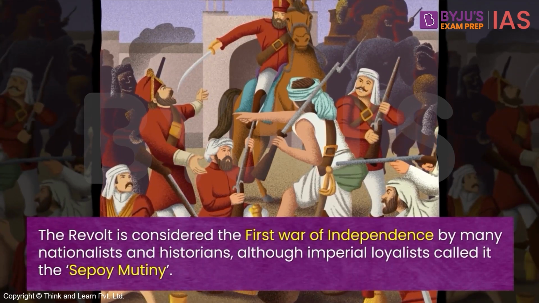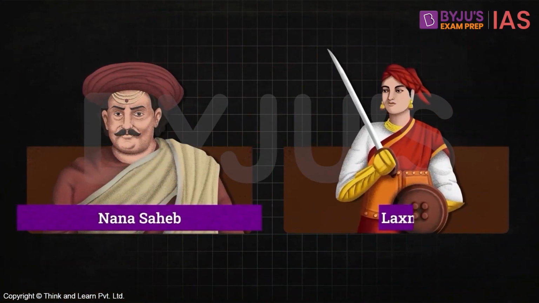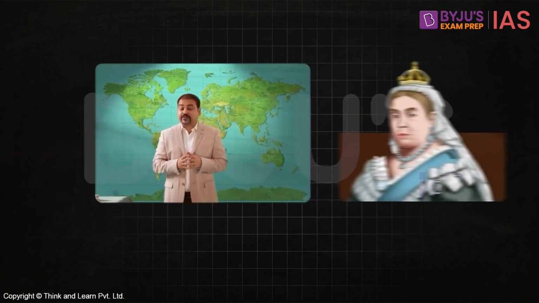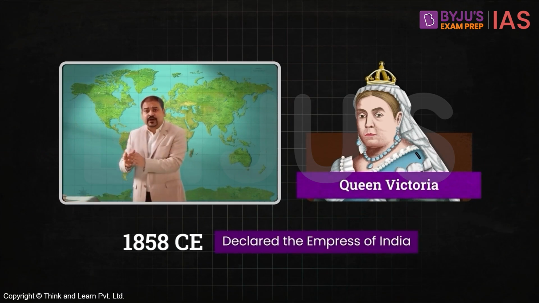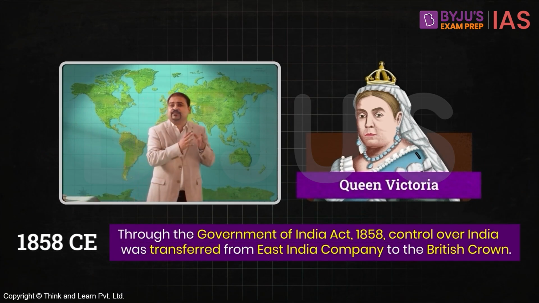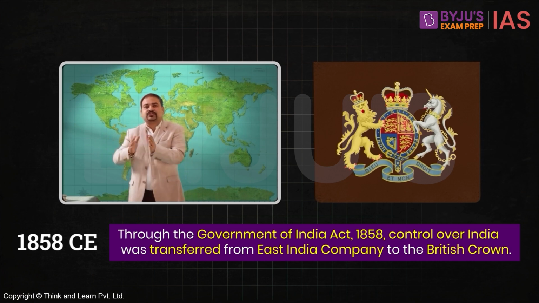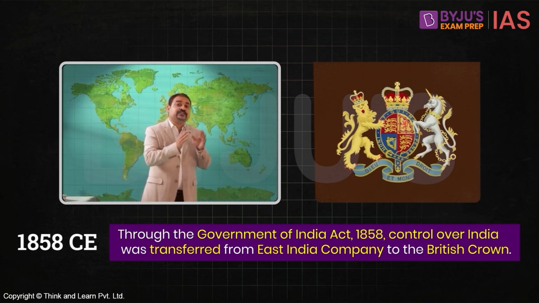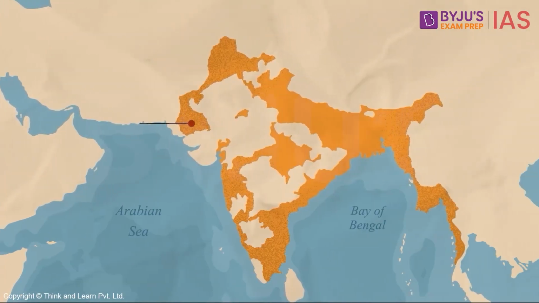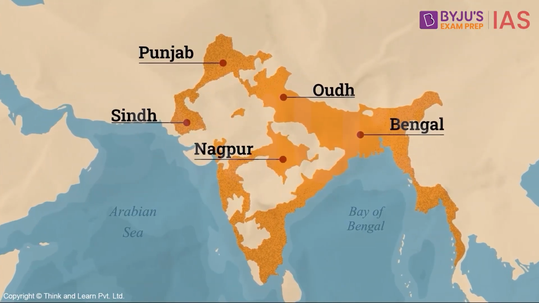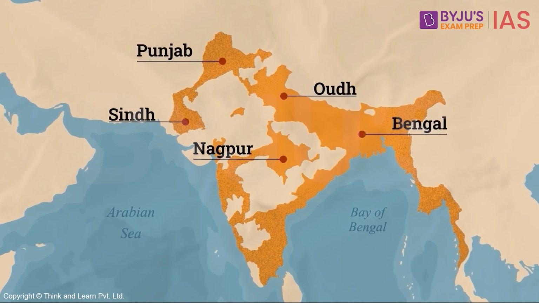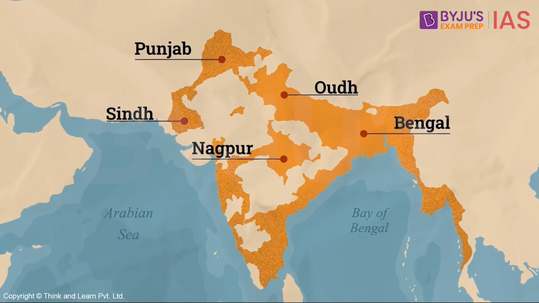While the revolt produced regional leaders like Nana Sahib and Rani Lakshmibai, the British were able to capitalize on the lack of a strong single leadership and end the reign of the last Mughal emperor, Bahadur Shah Zafar. Queen Victoria was declared the Empress of India, and through the Government of India Act in 1858, the East India Company transferred control of India to the British Crown. India fell under the direct rule of the British. By 1859, the British managed to quell the rebellions in different parts of the country, essentially re-establishing their authority over India.